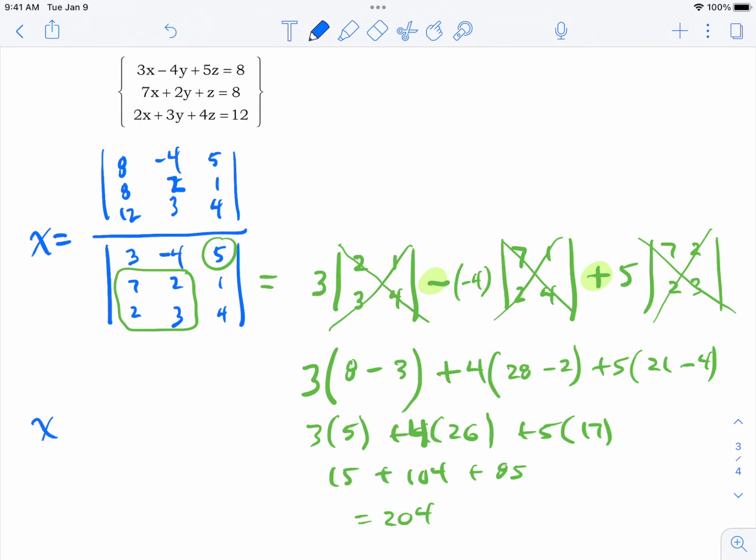Let's start setting ourselves up here. X is going to be something over 204. Have I got an answer for this one? It'd be nice if I did.